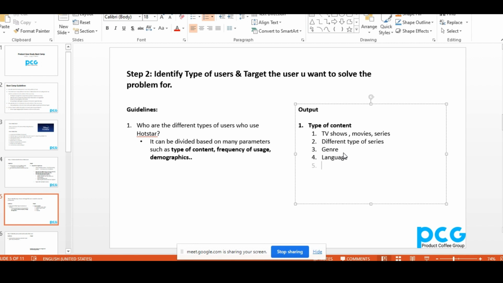Any other type? Length of the content, the duration of that content, because it depends. Okay, got it. I'm just writing down whatever you guys are saying. Any other points? Which brands have we partnered with, whether it's Pixar or Hotstar's own Hotstar Specials or Marvel, and based on that, the motivation of users?